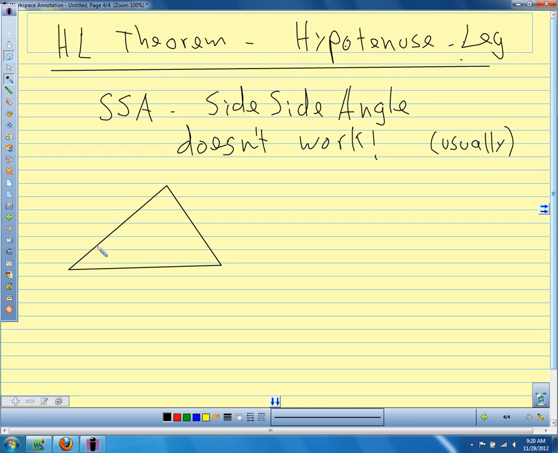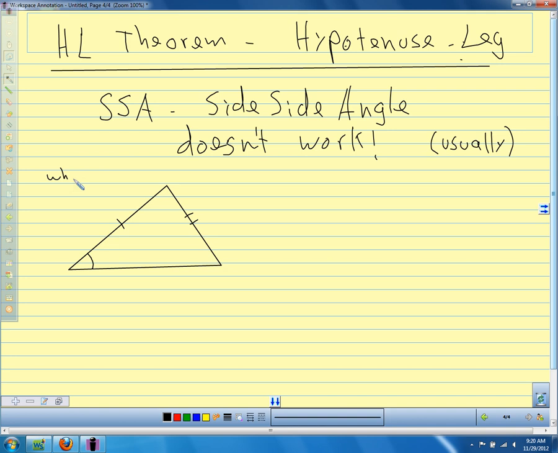And here is the angle that we're looking at. And here are the two sides that we're looking at. So I'm going to make another triangle that has this angle and these two sides that is not congruent to this triangle.